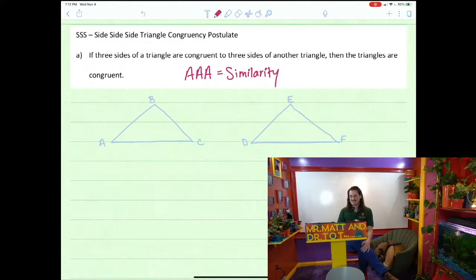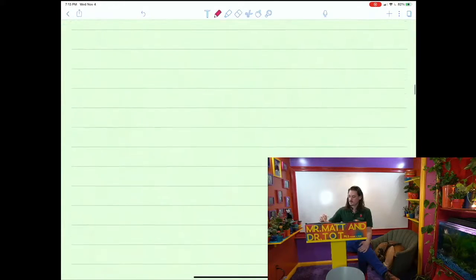But side, meaning that, for example, AB is congruent to DE, BC is congruent to EF, and AC is congruent to DF, that would prove side congruency, and so you know that these two triangles would have to be the exact same triangle, just exact copies of each other. Again, if you have any questions, then please let me know.